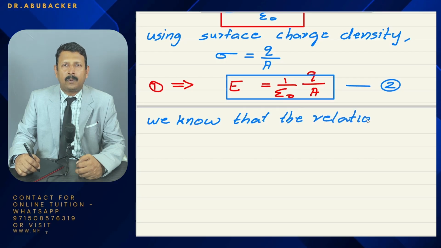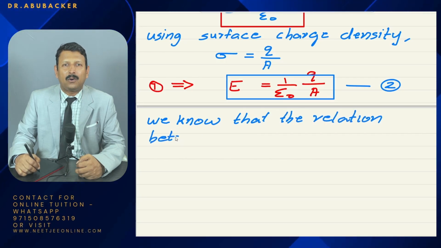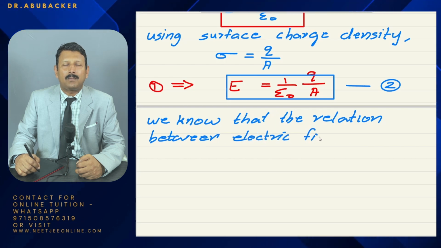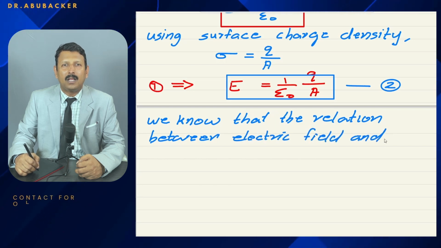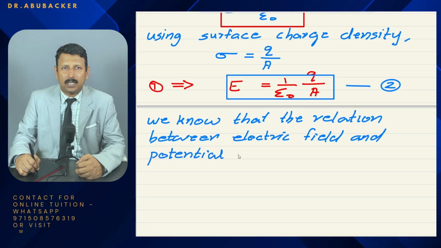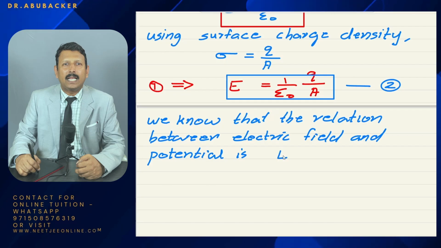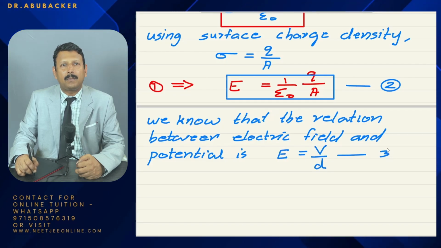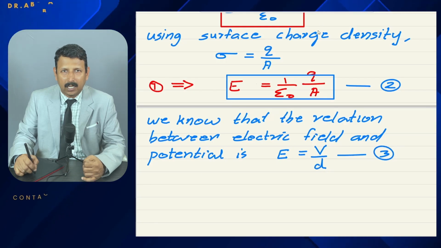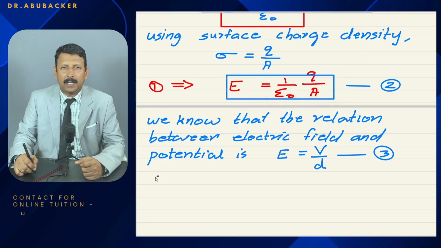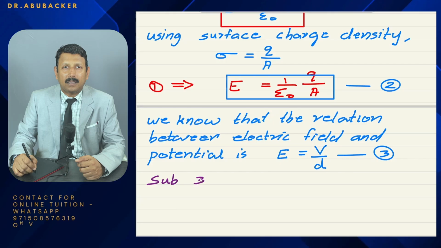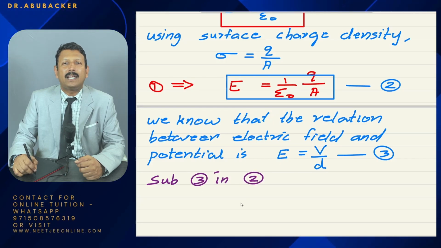What are we going to write now? In the previous video, two videos before, there was the relation between field and potential. If you did not watch that one, please see my previous video, which clearly explains the relation between electric field and potential. So we know that the relation between electric field and potential is E is equal to V divided by D. It can be V divided by dr or r. Separation between them is the meaning. So here the diagram shows that the separation is D. So E is equal to V divided by D.